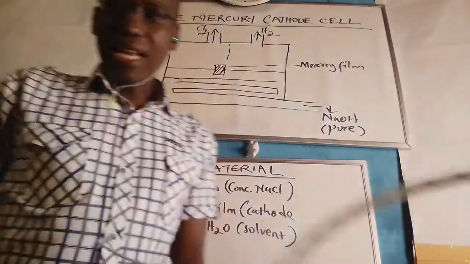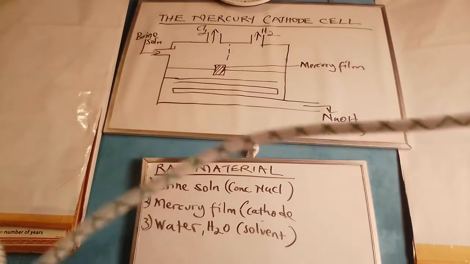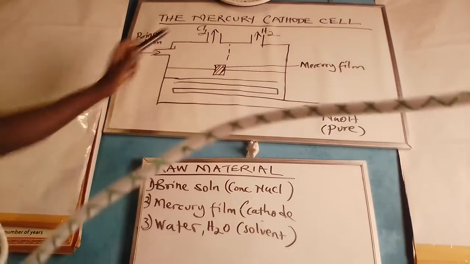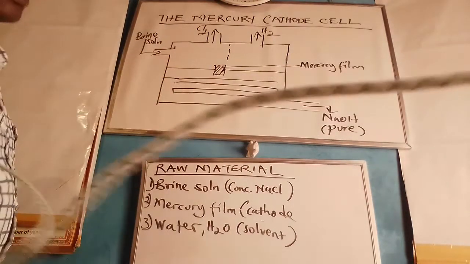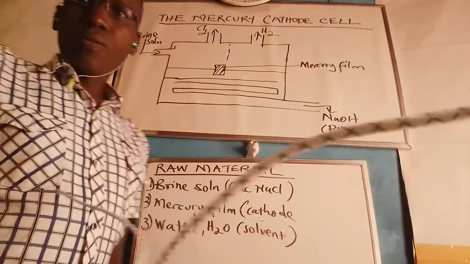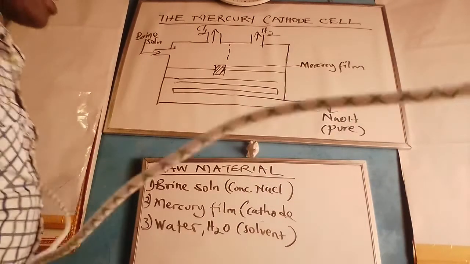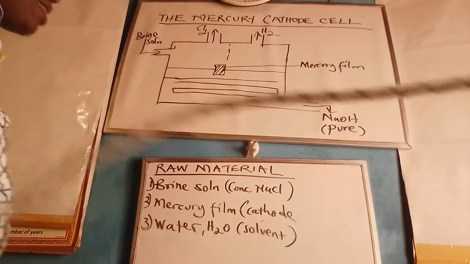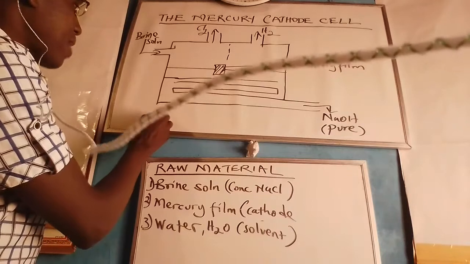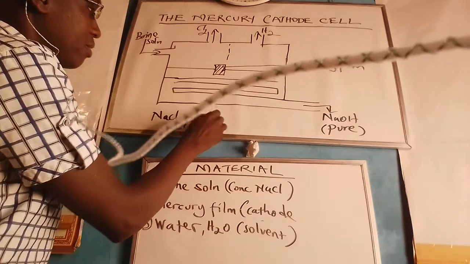So, in a nutshell, if you look at the diagram, this is a representation of the mercury cathode cell. On it, we have brine solution coming in. When the brine solution comes in, it undergoes the process of gradual dissociation, and through electrolytic induction, we find that there is a separation of sodium from chlorine in the brine solution.